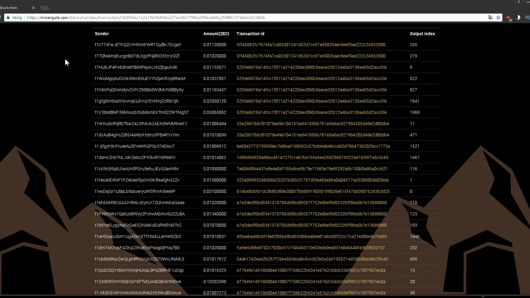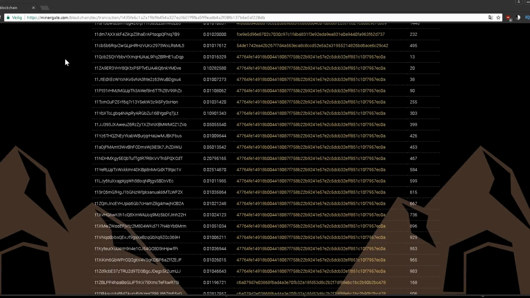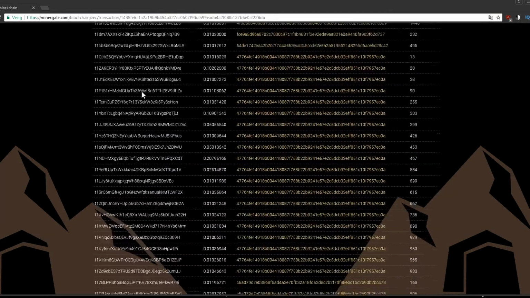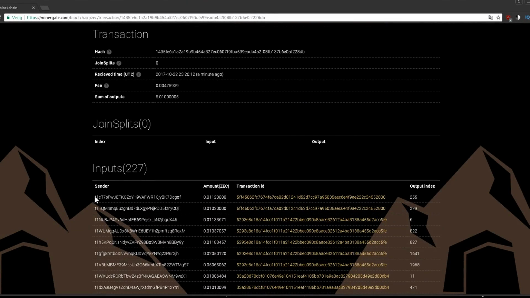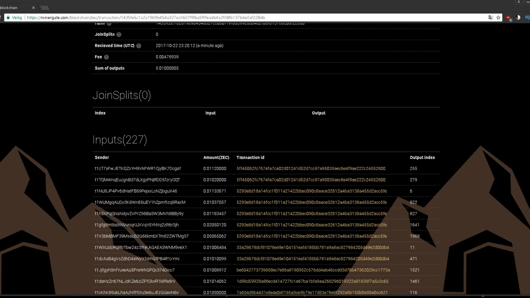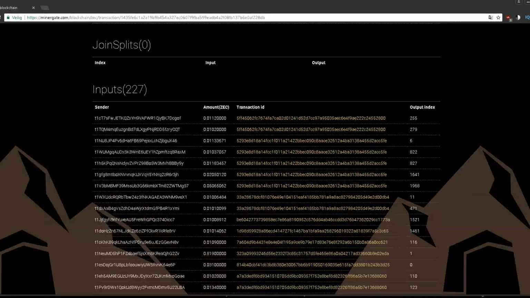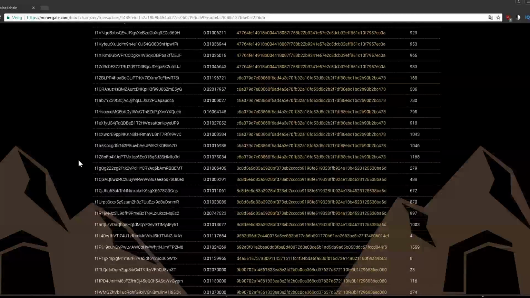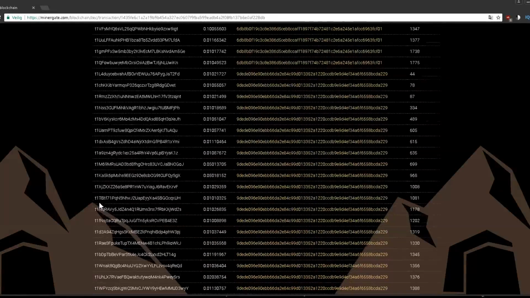And here, this might be all different addresses. Here you can see the sender address. And how do I know this? Because Zcash addresses start with C or T1. They all start with T1.